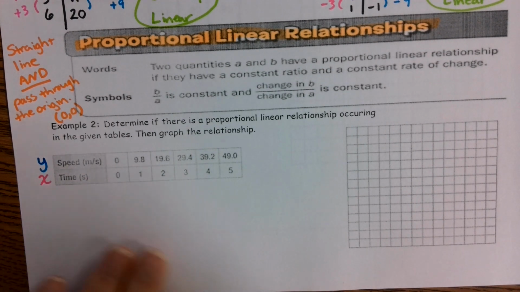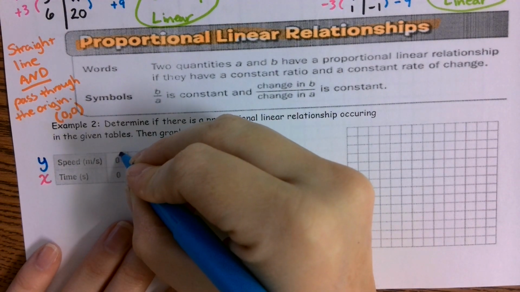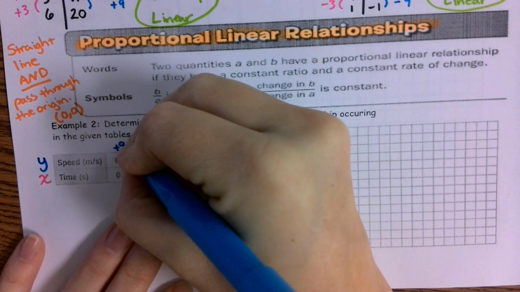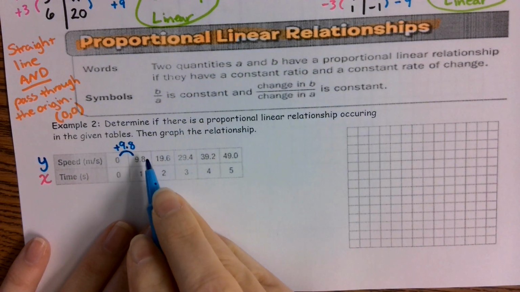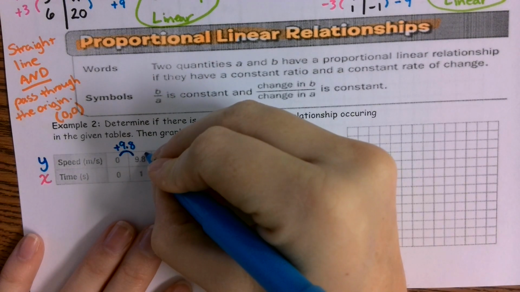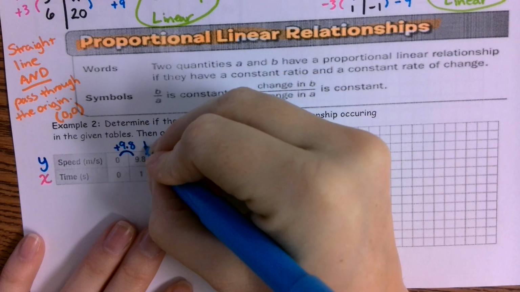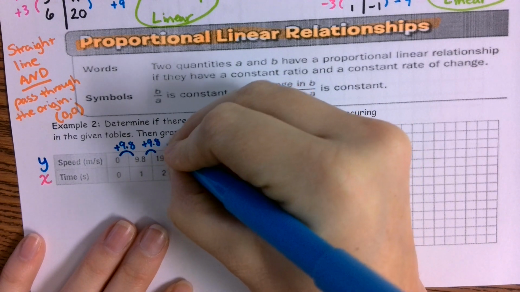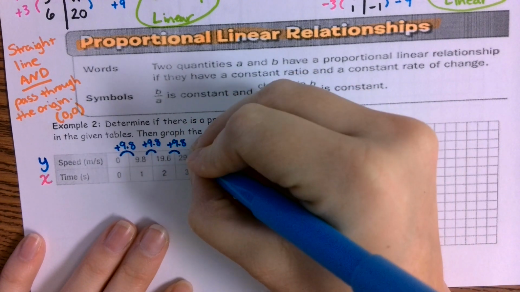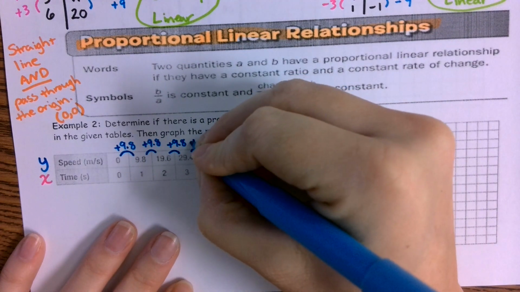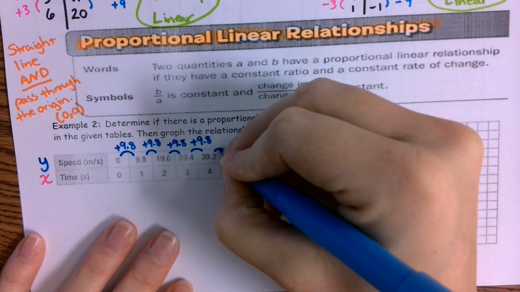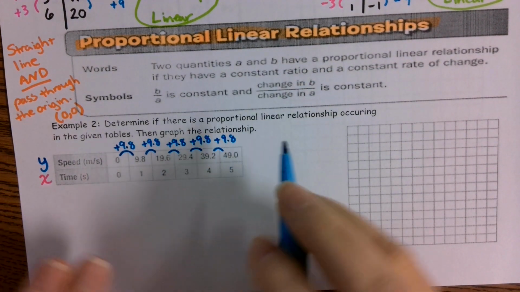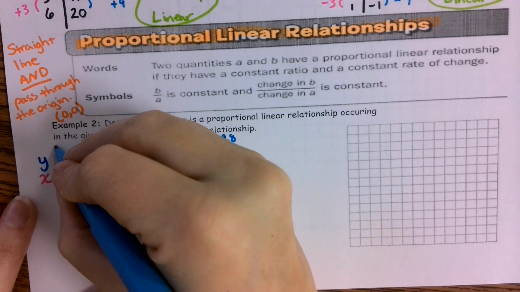When I am checking for the change of my Y, I'm going from 0 to 9.8. That is an increase of 9.8. And that happens to be the same throughout the entirety of the chart. When I go from 9.8 to 19.6, it is 9.8 for the change. Then when I go to 29.4, that's an increase of 9.8 as well. When I go from 29.4 to 39.2, it's an increase of 9.8, and it just keeps going. So that means my change of my Y is going to be 9.8. That's my change.